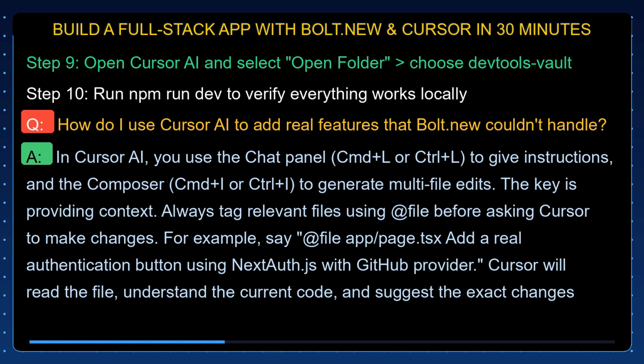Q. How do I use Cursor AI to add real features that Bolt.new couldn't handle? A. In Cursor AI, you use the chat panel, CMD+L or Control+L, to give instructions, and the composer, CMD+I or Control+I, to generate multi-file edits. The key is providing context. Always tag relevant files using @file before asking Cursor to make changes. For example, say, @file app/page.tsx add a real authentication button using nextauth.js with GitHub provider. Cursor will read the file, understand the current code, and suggest the exact changes needed. You can accept or reject each change block individually.